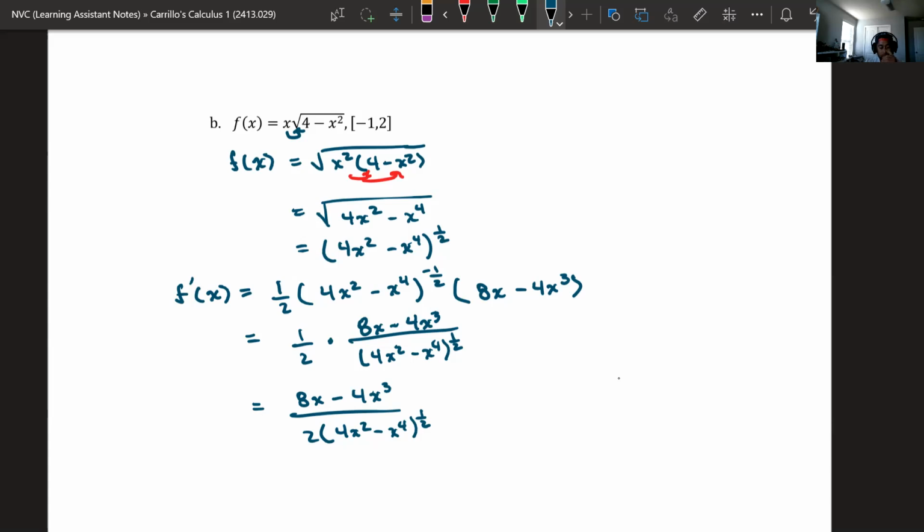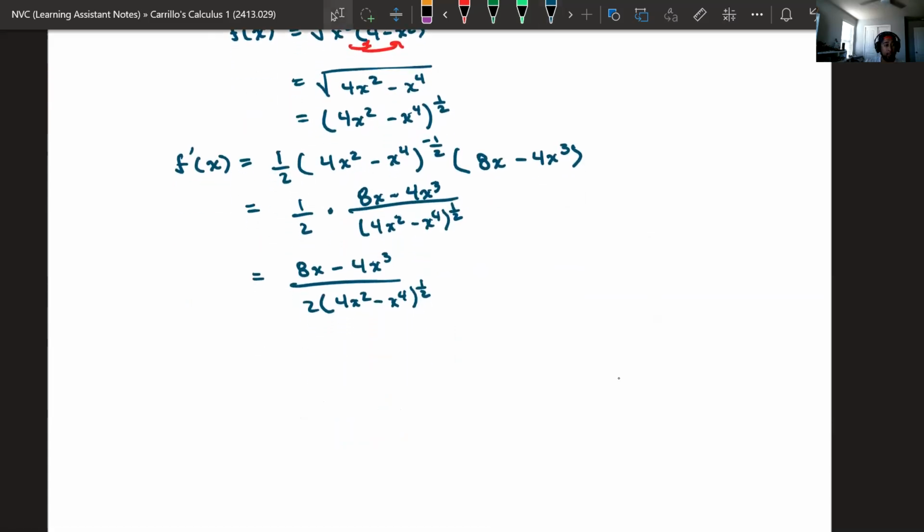And looking at our numerator, do you guys see that they both have even coefficients, right? Meaning I could factor a 2 and reduce with a 2 in the denominator. So this will reduce to a 4. This will reduce to a 2. So now we have 4x minus 2x cubed over 4x squared minus x to the 4th to the 1/2. So far, so good. Doing good. Sweet, sweet.